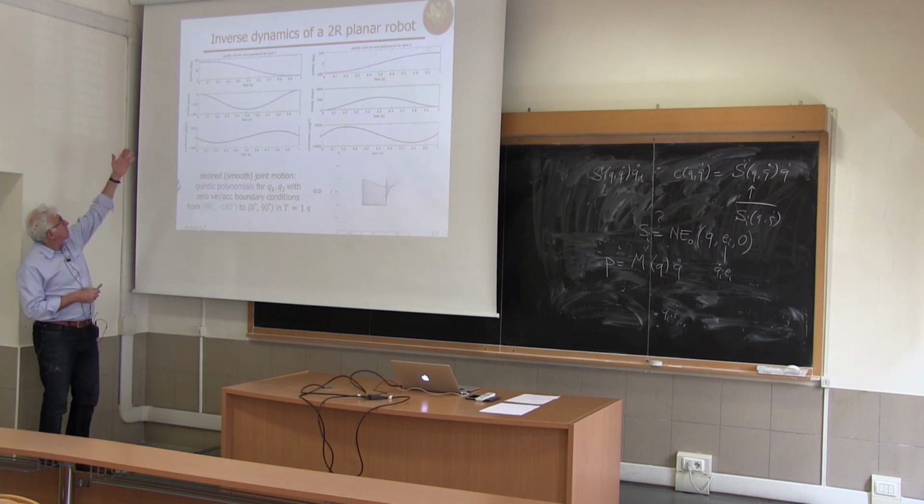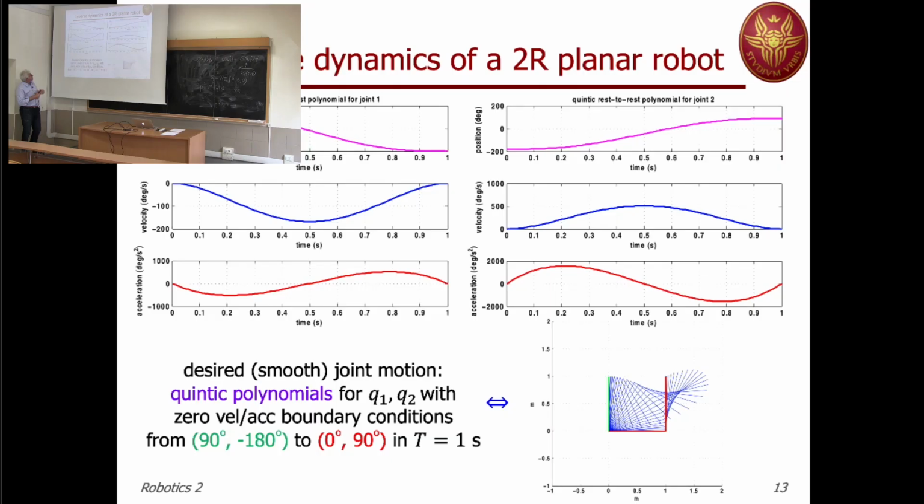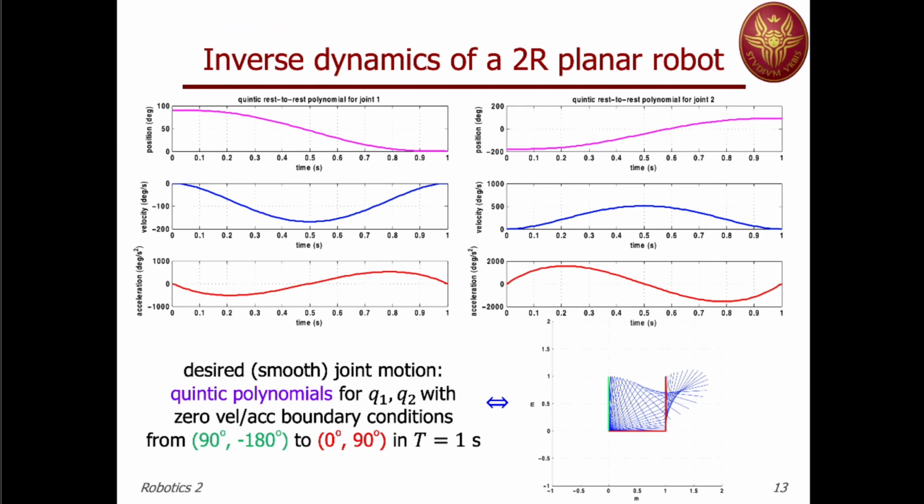This will be the quintic rest-to-rest polynomial for joint 1. You see that it goes from 90 degrees to 0, and the velocity goes from 0 to 0, and the same for the acceleration. Remember, you have a quintic polynomial for the position, so you have a quartic polynomial for the velocity, and a cubic polynomial for the acceleration. In fact, you see that it's a smooth one. You have a symmetry with respect to the half time. 1 second is the total time. And the same for the second joint.